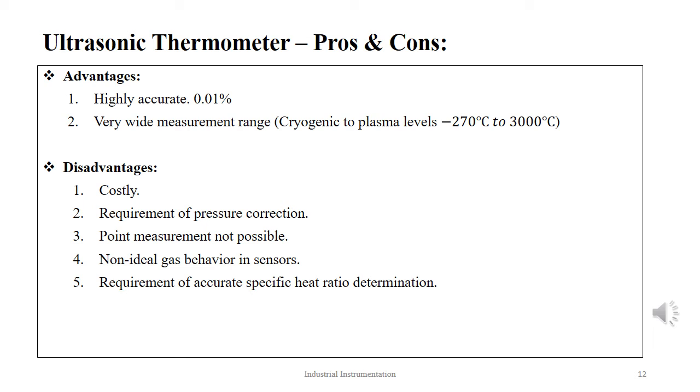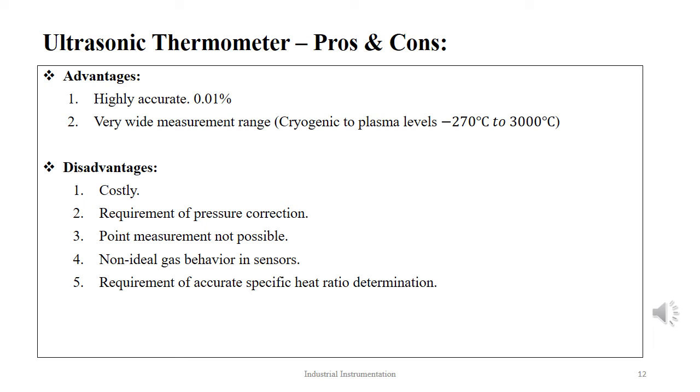The advantages of the ultrasonic thermometer are that it is highly accurate with an accuracy of 0.01%. It caters to a wide temperature range from the cryogenic levels to the plasma temperature range with slight modifications, that is from minus 270 degrees Celsius to about 3000 degrees Celsius.